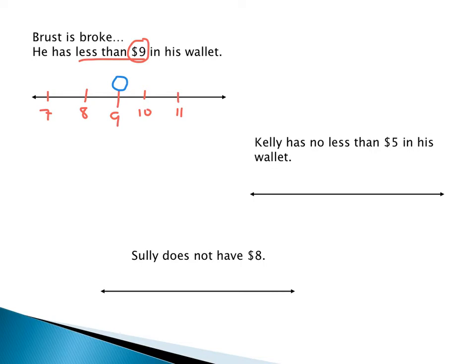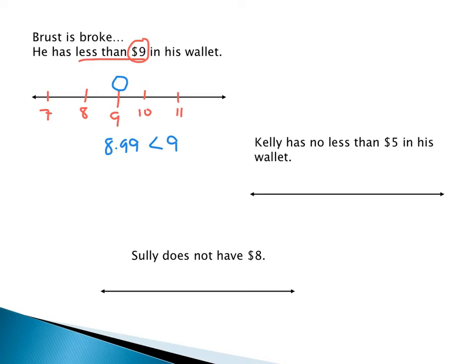Now what we're going to figure out with this boundary, we're going to talk about two things. Is the value of 9 included? Is $9 included in this idea of less than? Well, if you think about it, no, $9 is not included. $9 is $9, but we need to include even $8.99. That is technically less than $9. So we want to include every value less than 9 except for 9.